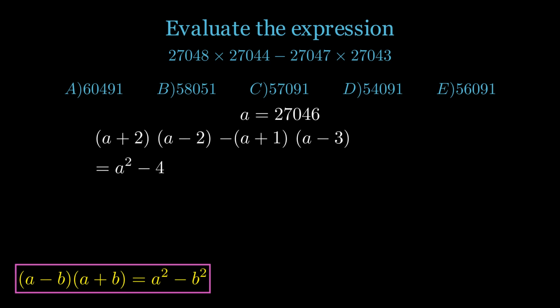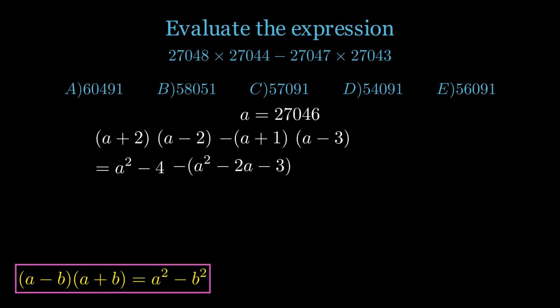Next, let's simplify the second part, a plus 1 times a minus 3. We use the standard binomial multiplication here. A plus 1 times a minus 3 gives a squared minus 2a minus 3. Since this term is being subtracted, we need to place parentheses around it. Now our expression becomes as shown.